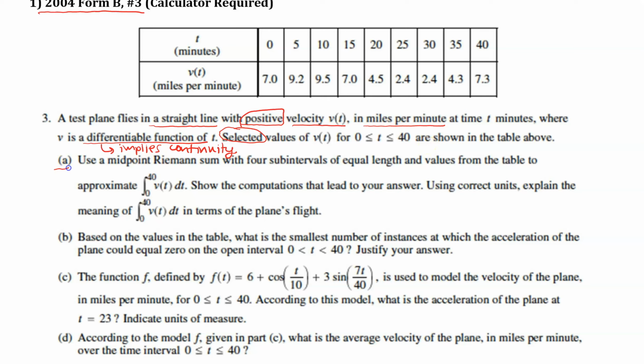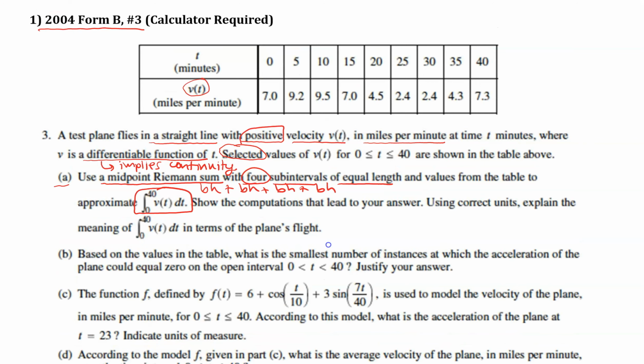Okay, so then in part A, the first thing it asks us to do is find a midpoint Riemann sum with 4 subintervals of equal length to evaluate this integral from 0 to 40 of v of t, that's this function here, dt. So a Riemann sum is a rectangular sum where we are finding different base times heights and adding them up. And in this case, we're finding 4 rectangles, base times height, base times height, base times height, base times height 4 times and adding it up.